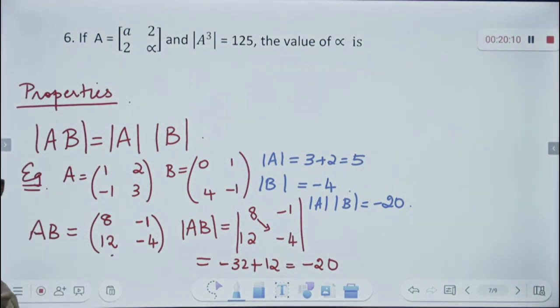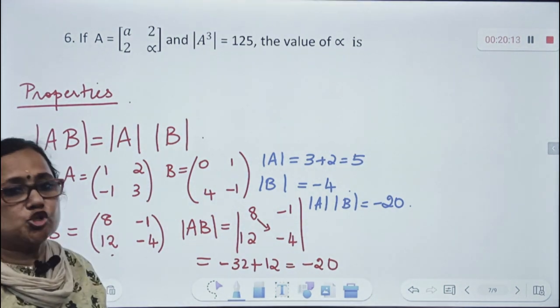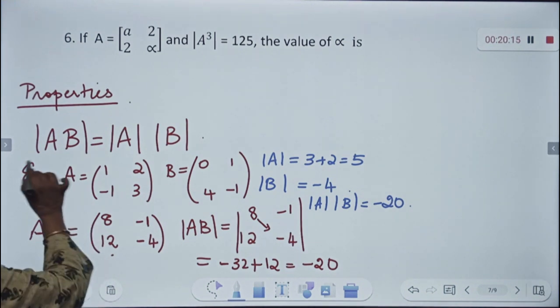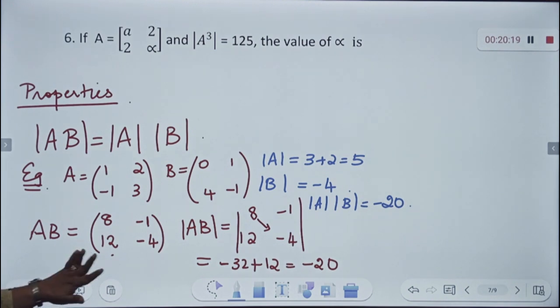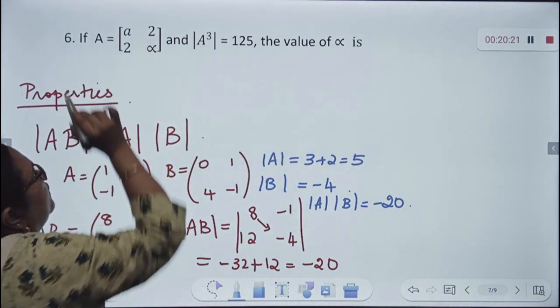See, the proofs are very difficult. So I am not giving you proofs, but I am only showing you with examples. So determinant of AB is determinant of A into determinant of B. Okay. Let's keep it as it is. Now let's come to the given problem.